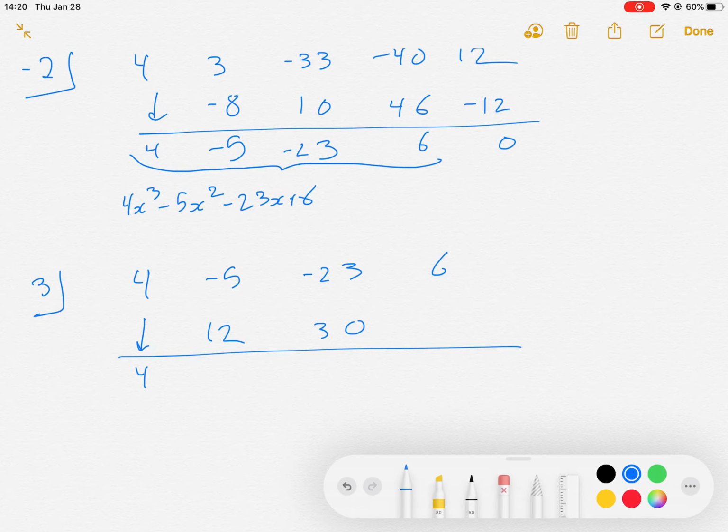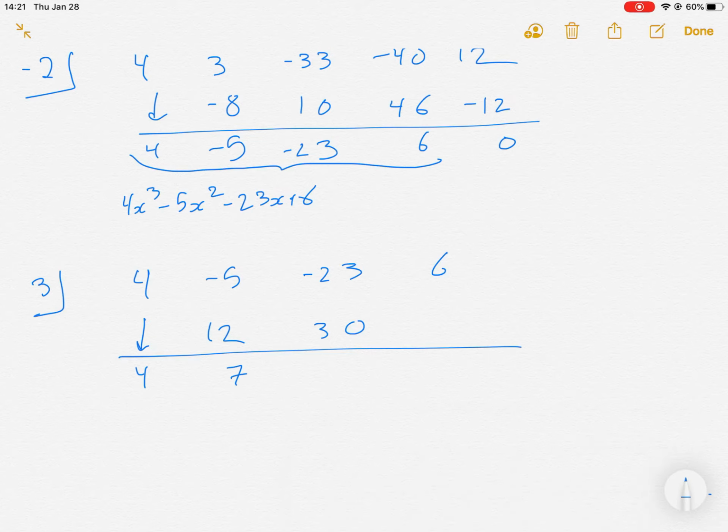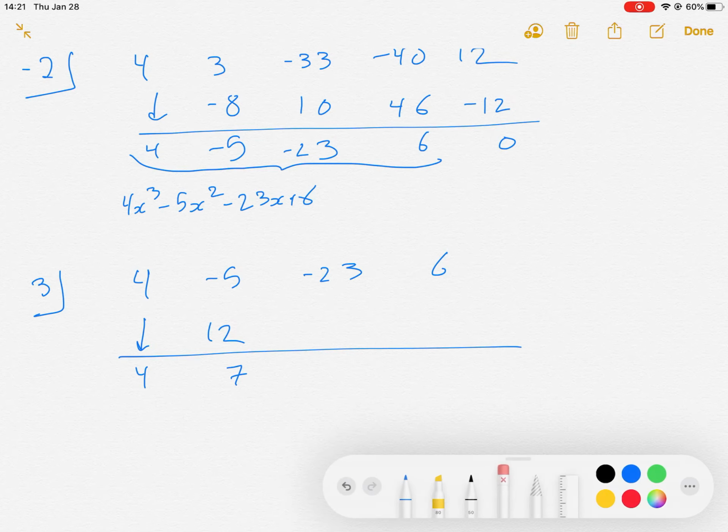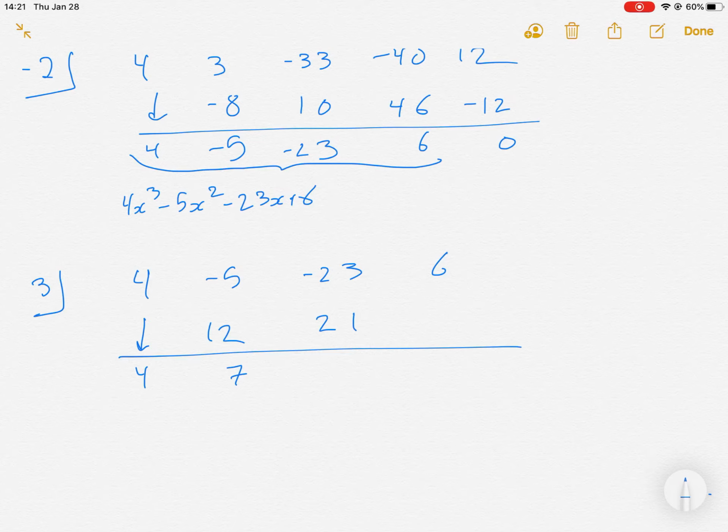Thank you for your patience while I erase this. There we go. So still bring the 4 down, 12, 7. This should actually now be 21, which means this will be -2, -6. There you go. Okay, it actually got 0. Good.